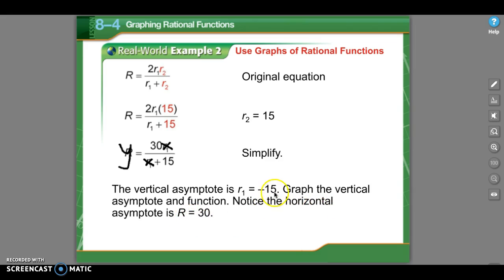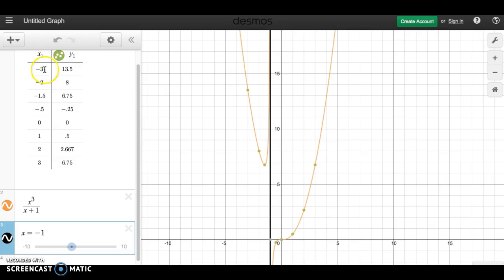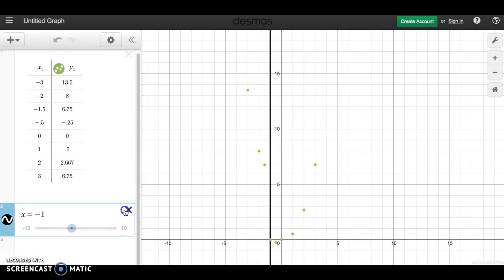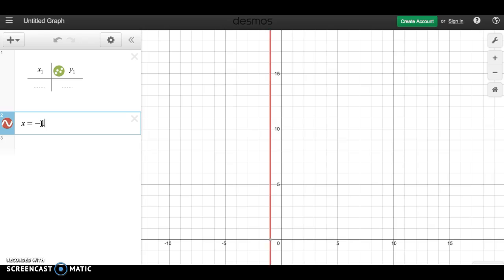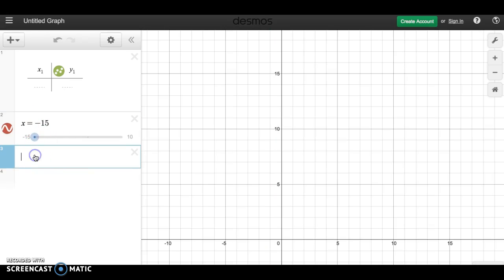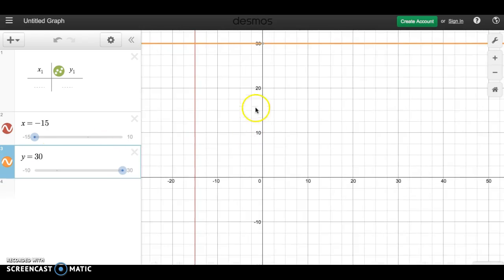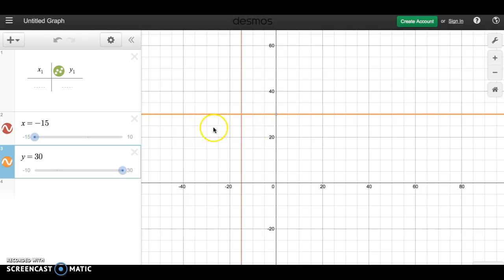Once you have your asymptotes, you're just going to pick some values of x. Let's go over to my grapher and graph these points. Let me get rid of those things and put in my table. I know that I have a vertical asymptote at x equals negative 15 and a horizontal asymptote at y equals 30. Let me zoom out a little bit so I can see this better.